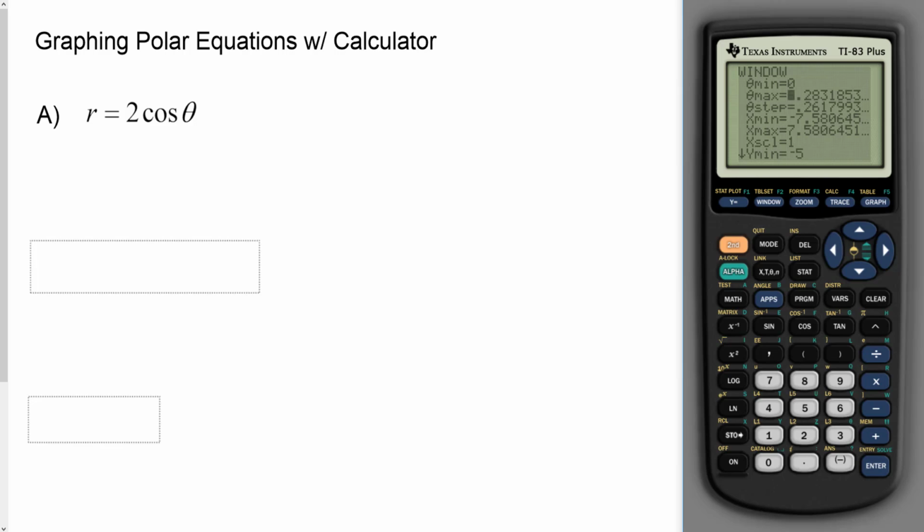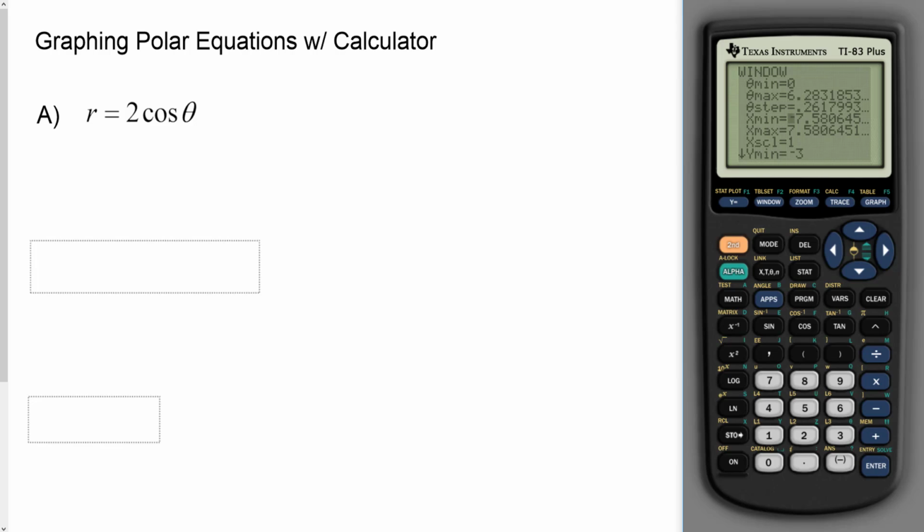Zoom in on it. Let's say I want to go from -3 to +3 on the X and Y axis instead. Now notice my X has been changed; it's different from -5 to +5. That's fine. I'm going to leave that there and let the calculator come up with the X's based on my Y's.